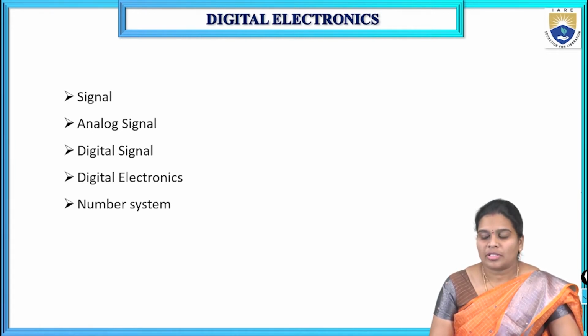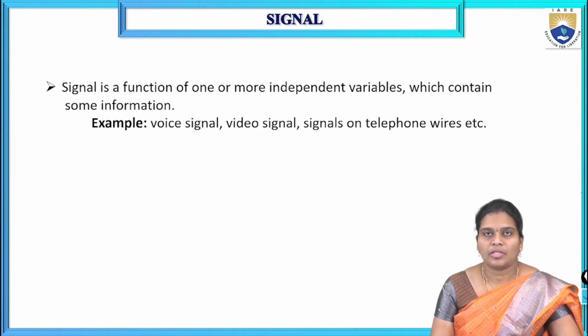First, what is a signal? A signal is a function that depends on one or more independent variables. These independent variables can be time, space, or any other independent variable. Examples of signals are voice signals, speech signals, and video signals.